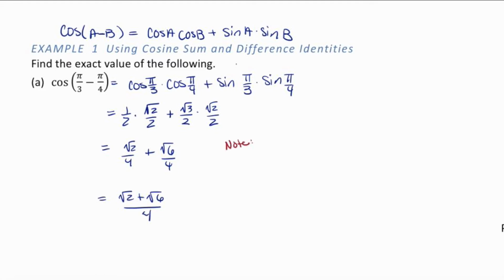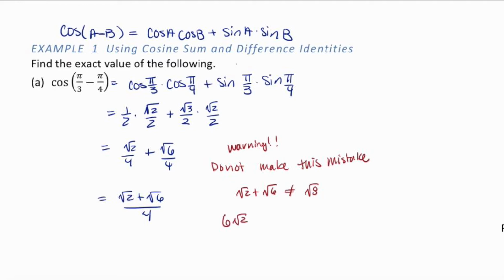Note, warning, do not make this algebra mistake. Root 2 plus root 6 does not equal root 8. I know it's really tempting to want to add these together. You see a 2, you see a 6, they're both under a square root, but they are not like terms. If you had 6 root 2 plus 5 root 2, you could add these to 11 root 2, since these are like terms, but these here are not like terms.